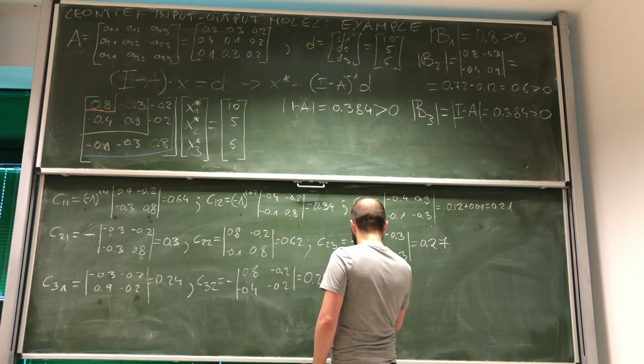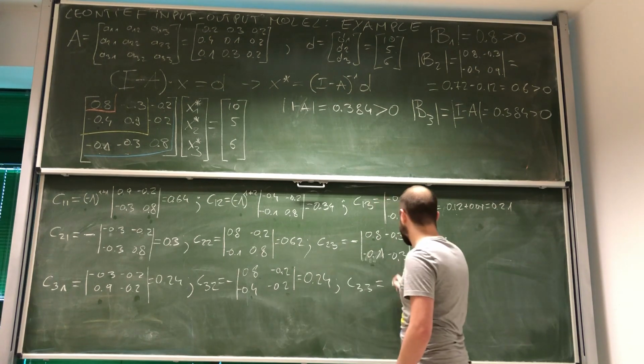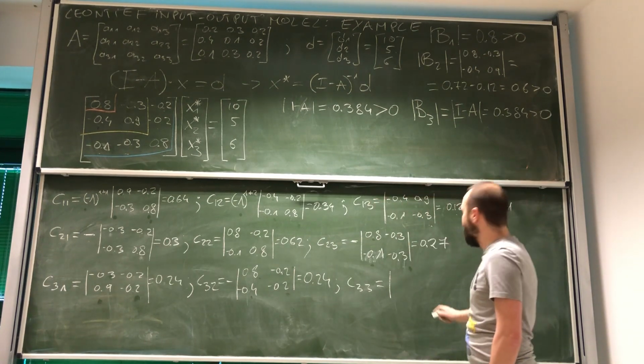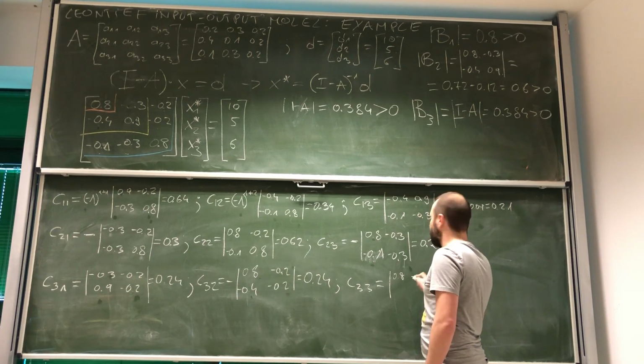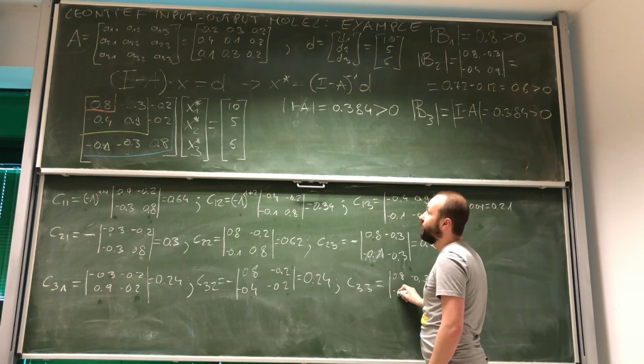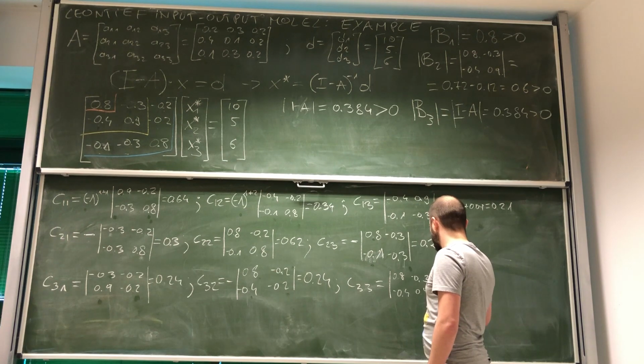And C33 starts with the plus 0.8 times, no, then 0.4, 0.9.